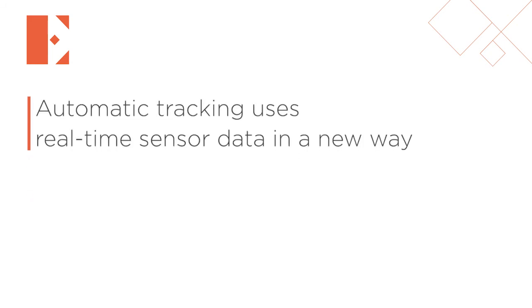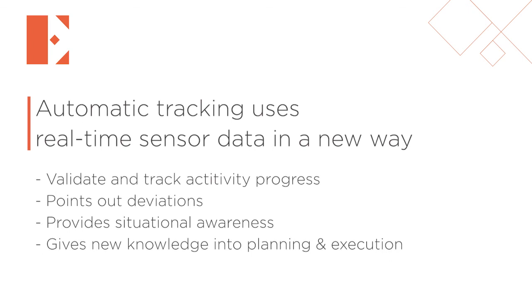So as you can see, automatic tracking uses real-time sensor data in a new way. It enables you to automatically validate and track activities as they happen, helps you achieve the plan, and points out deviations and lets you manage them in time. It provides situational awareness during execution and lets you focus on your work and the task ahead, and gives you knowledge into your operations planning and execution.